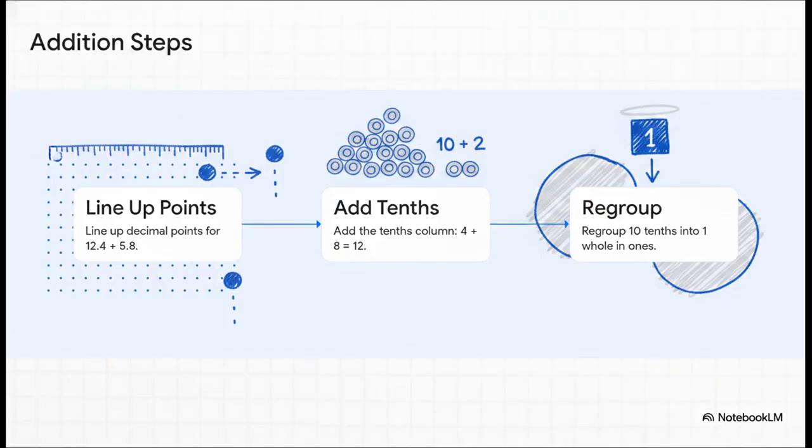Okay, let's jump straight into our very first example. We're adding 12.4 and 5.8. So step 1, we line up those decimal points. Step 2, we start all the way on the right over in the tenths column.